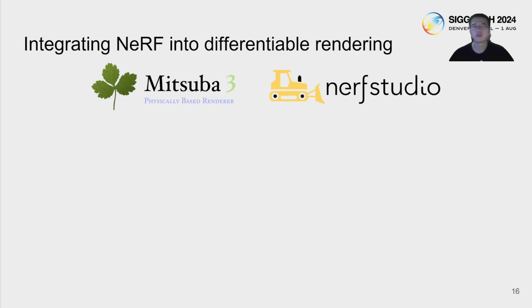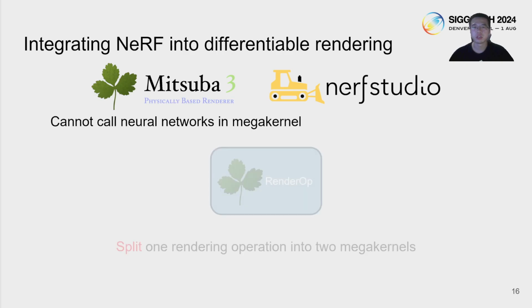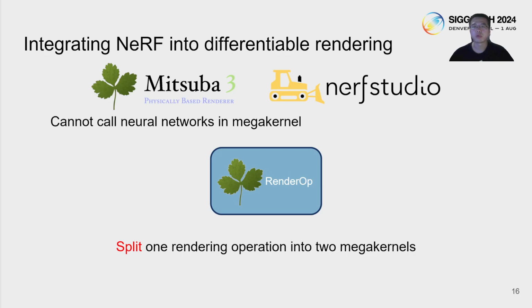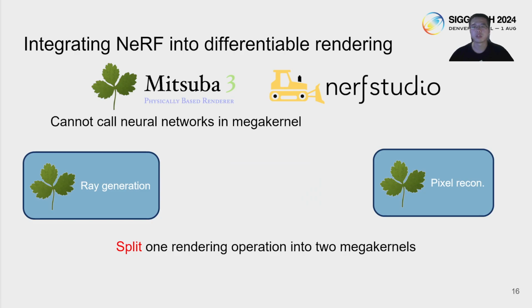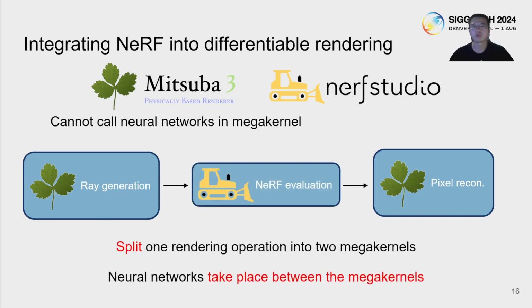We build NeRF evaluation and importance sampling as an emitter plugin in NeSPA3. However, NeSPA3 cannot call neural networks within the megakernel. Therefore, we split one rendering operation into two megakernels. Specifically, the first kernel generates rays to cover the NeRF lighting, and the second kernel gathers enough radiance to compute the pixel color. The neural network operations of NeRF evaluation take place between the megakernels.